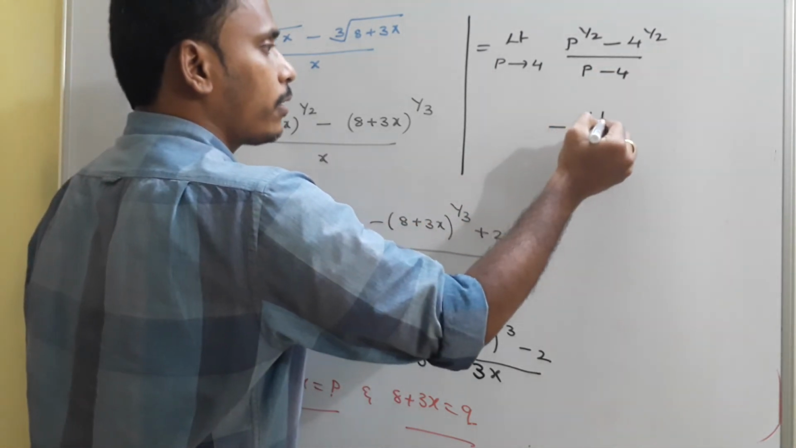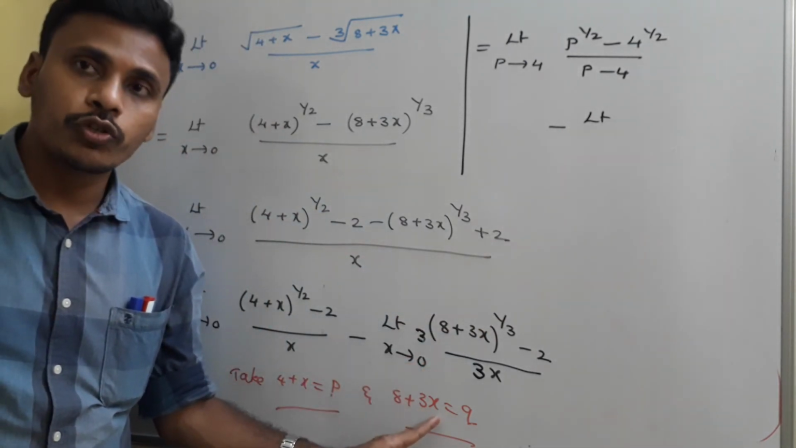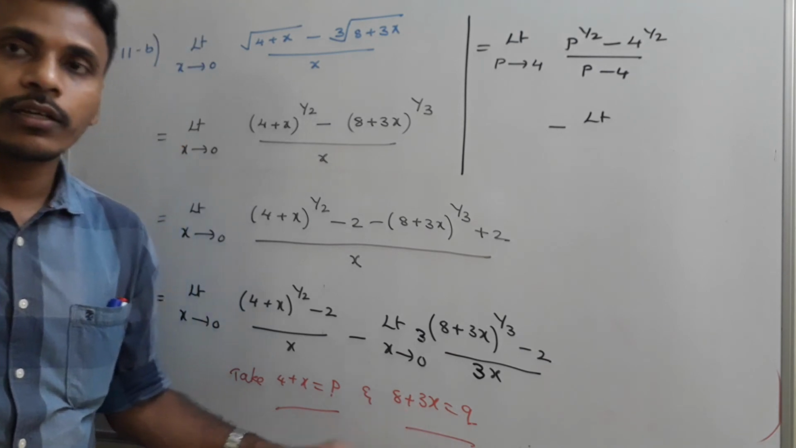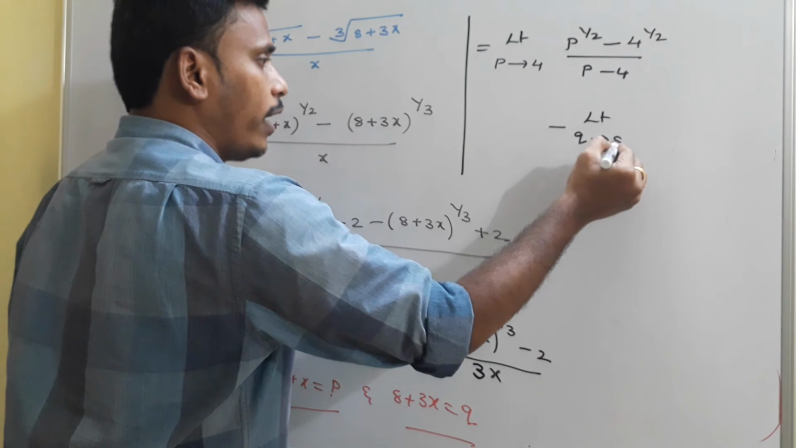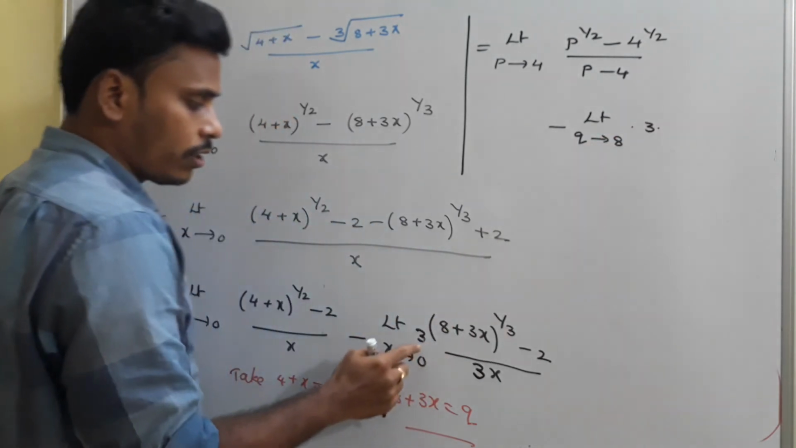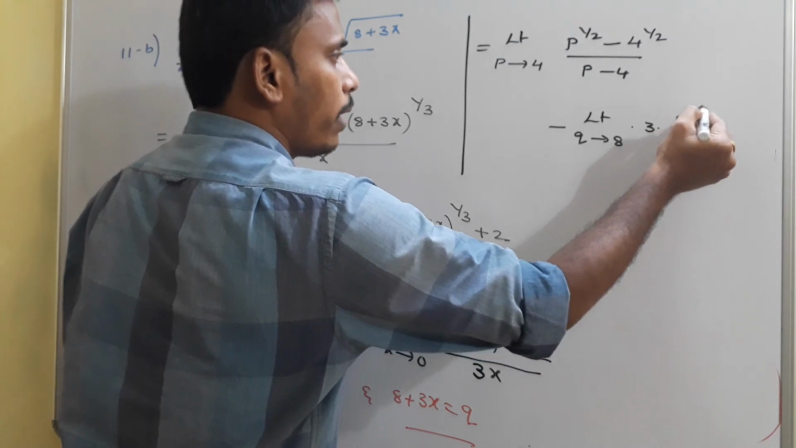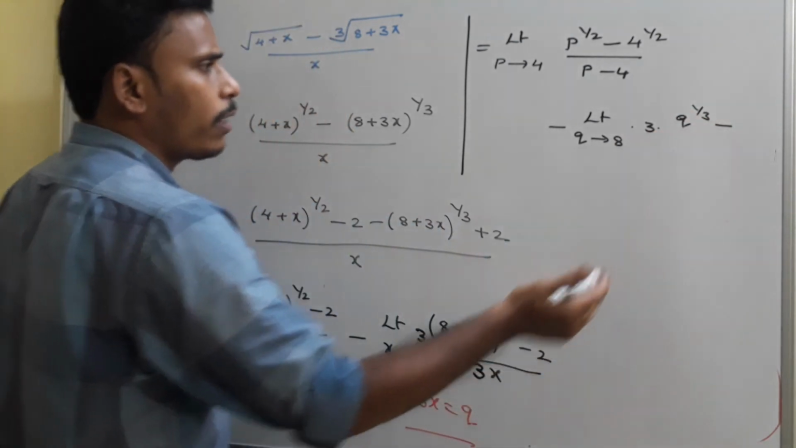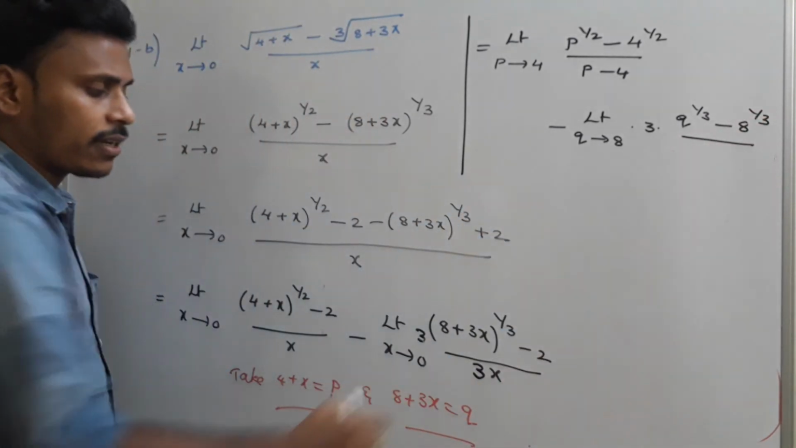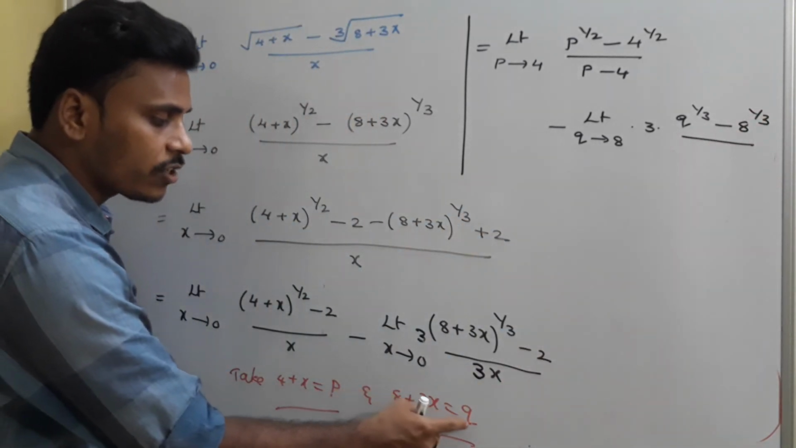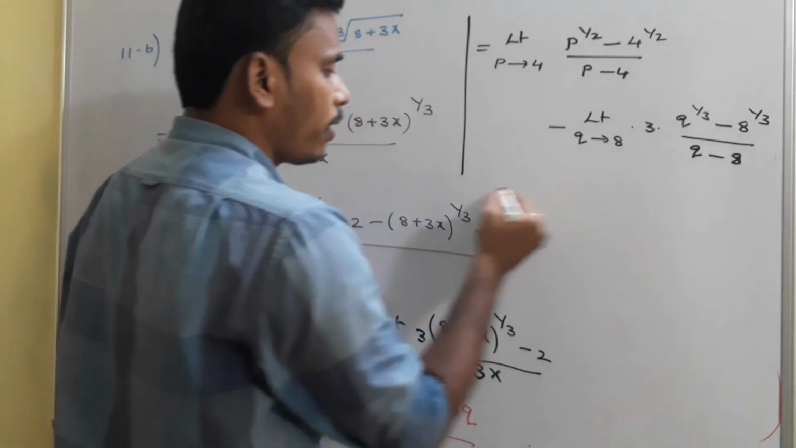Minus limit x tends to 0. As x is almost 0, the q value is 8. So now convert the problem in terms of q. Q tends to 8, 3 into this 3. 8 plus 3x is simply q. Q power 1 by 3 minus 2, which can be written as 8 power 1 by 3, divided by 3x. Since 8 plus 3x is q, 3x is q minus 8.